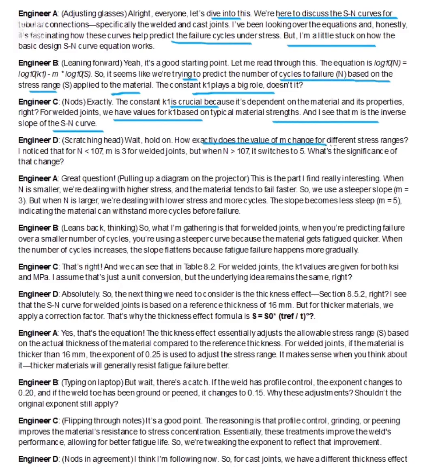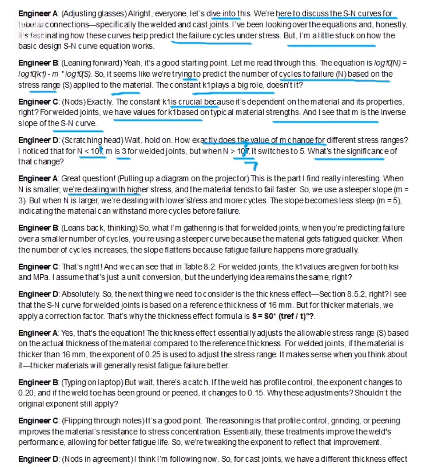Hold on. How exactly does the value of m change for different stress ranges? For N less than or equal to 10 to the power 7, m is 3. For welded joints, when N is greater than 10 to the power 7, it switches to 5. What's the significance of that change? Great question. Pulling up a diagram. This is what I find really interesting.